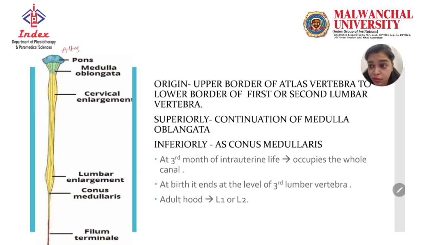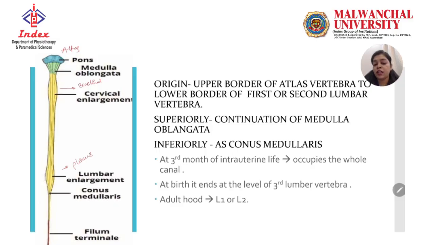So it continues from the pons and medulla oblongata, and this is the cervical enlargement. From here the brachial plexus arises, and this is the lumbar enlargement. So here is another plexus. This is the conus medullaris and filum terminale.